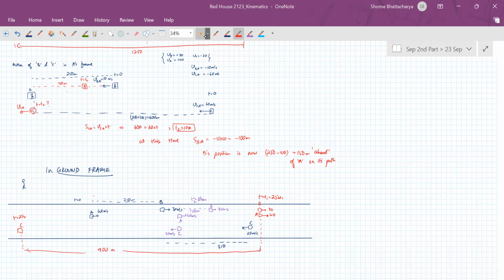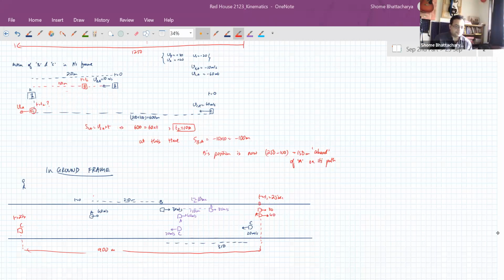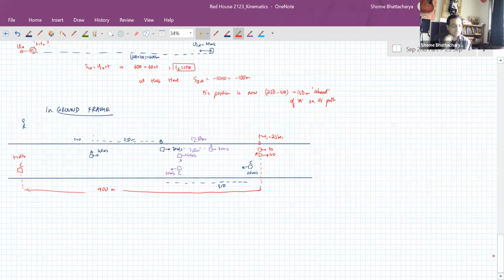Yeah, Shayan, you have asked a very important question, that how do we understand in which reference frame we should solve the problem. So see, the answer to that is, if we are looking at the time when A overtakes B, then we should either be in A's frame or B's frame. C's frame will not be of use to us. And whether we take A's frame or B's frame is one and the same thing. It doesn't matter so much.